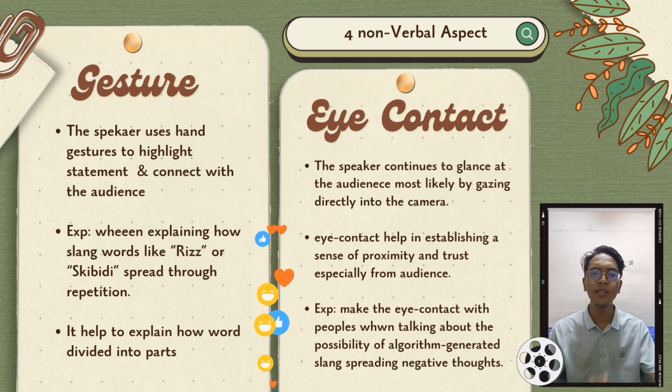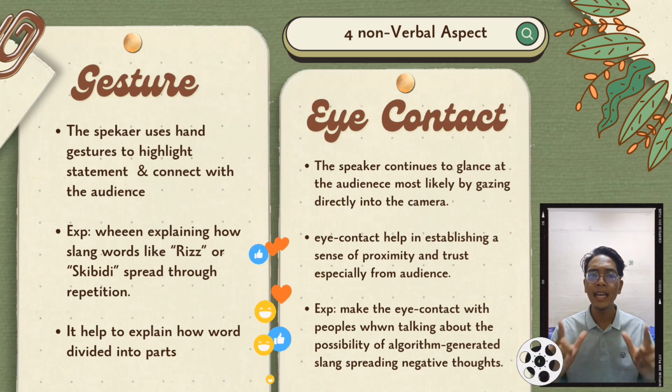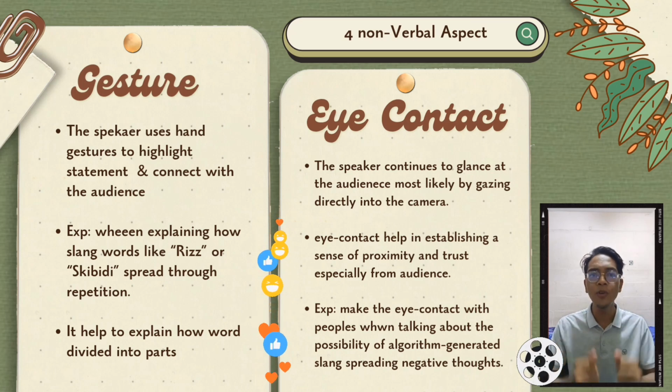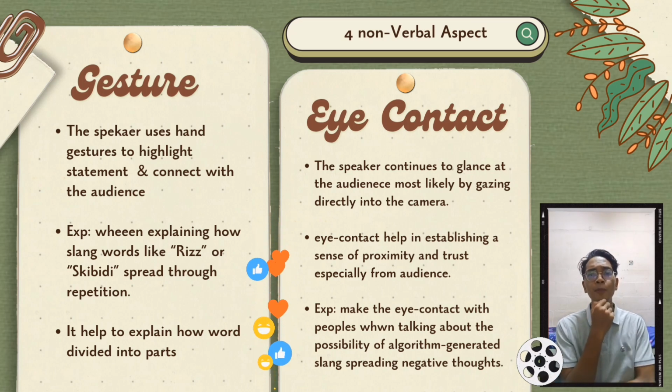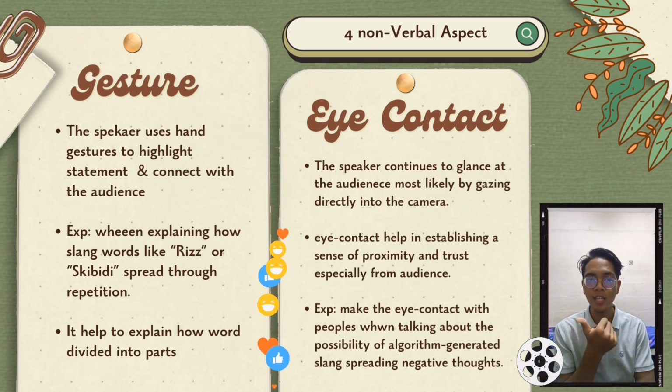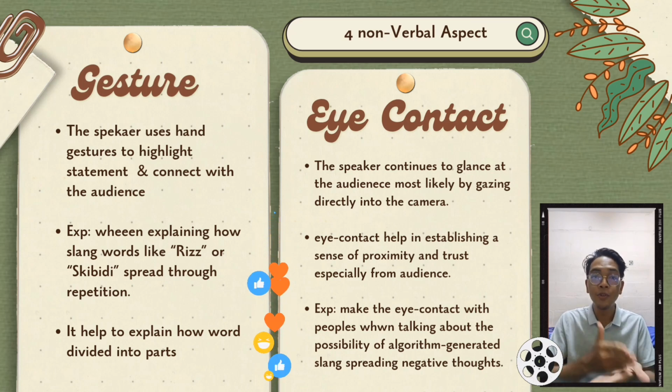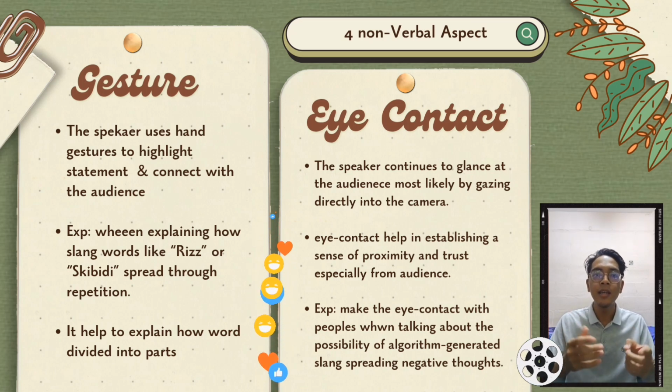The first one is about the gesture. The speaker used hand gesture to highlight the statement and connect with the audience. For example, when explaining how slang words like "rizz" and "skibidi" spread through repetition, he might extend his hand in a circular motion or stretch them outward to show how it spread far.